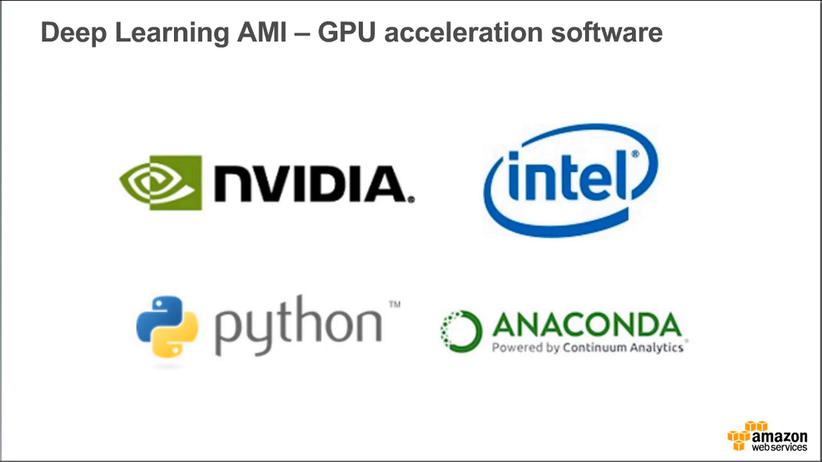The AWS Deep Learning AMIs offer GPU acceleration through pre-configured CUDA and CUDA drivers from NVIDIA, as well as Intel Math Kernel Library, MKL, in addition to installing popular Python packages and the Anaconda package manager. So this completely relieves you of the burden of installing any software or drivers. Right? It comes completely pre-installed.